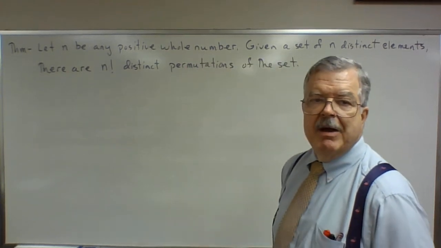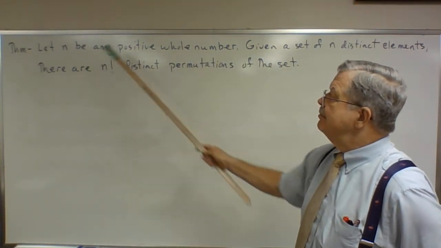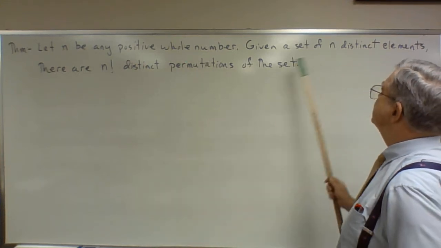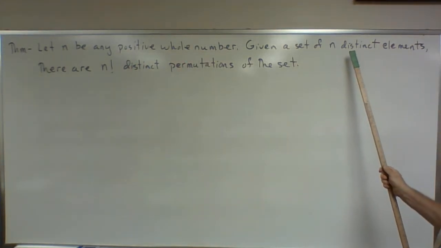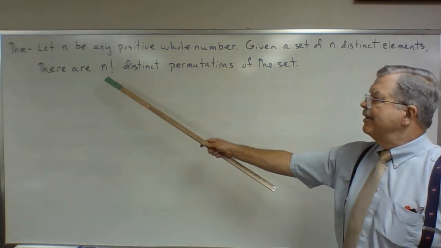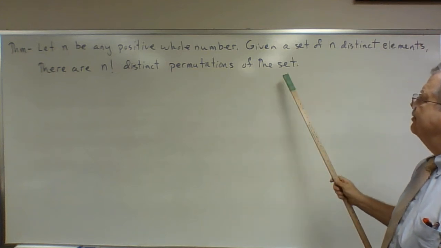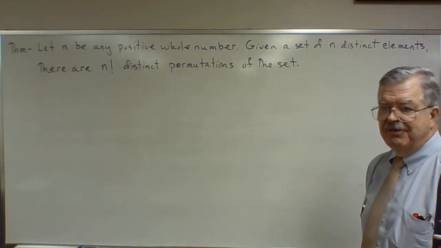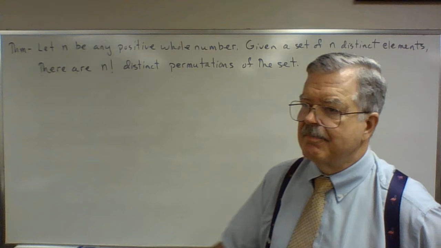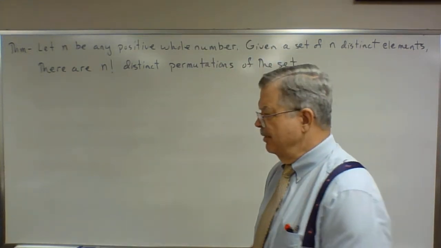Here's the scoop about permutations. Let n be any positive whole number. Given a set of n distinct elements, there are n factorial distinct permutations of the set. And let's see why this is true.